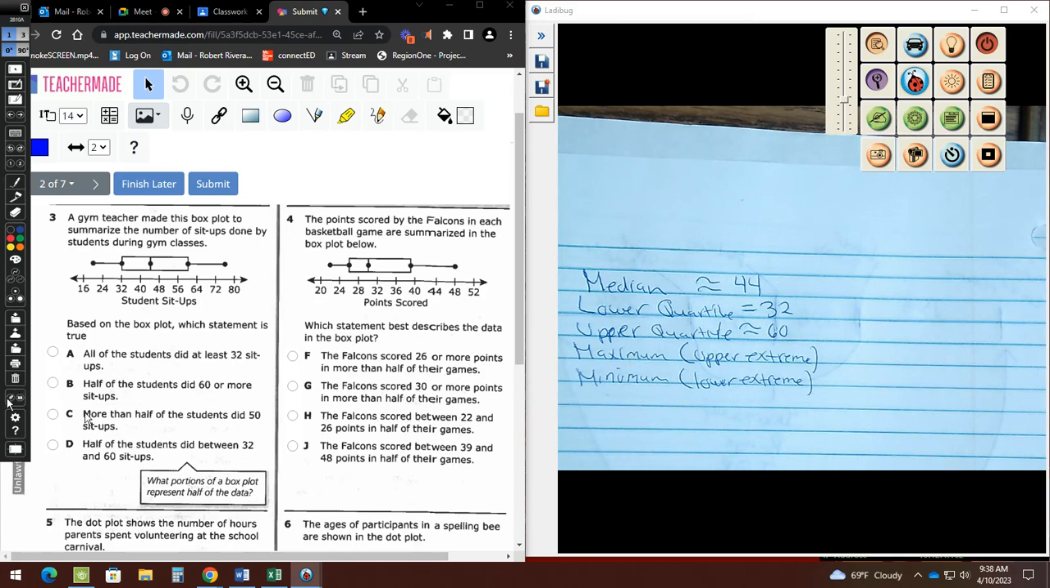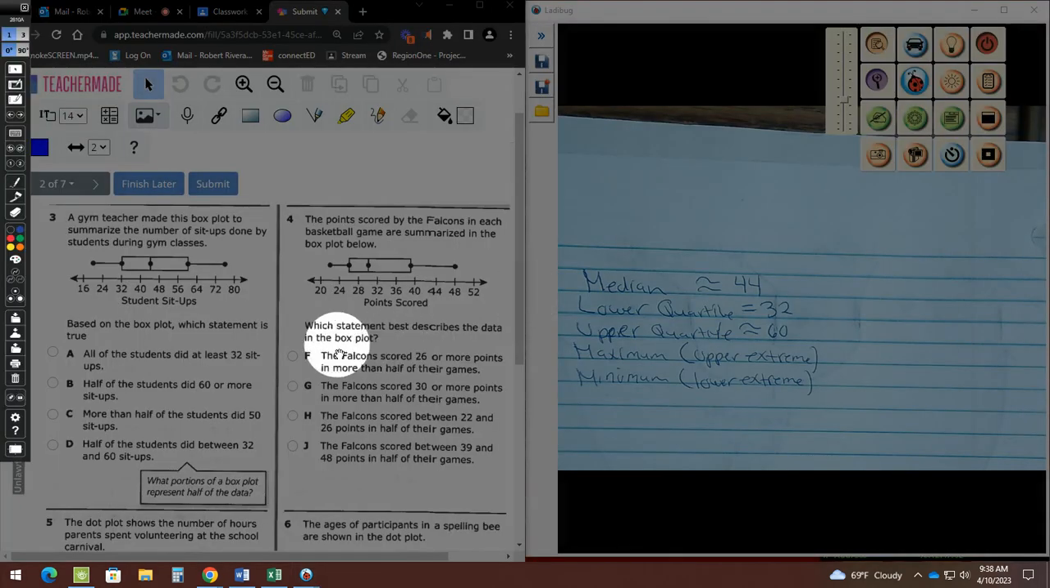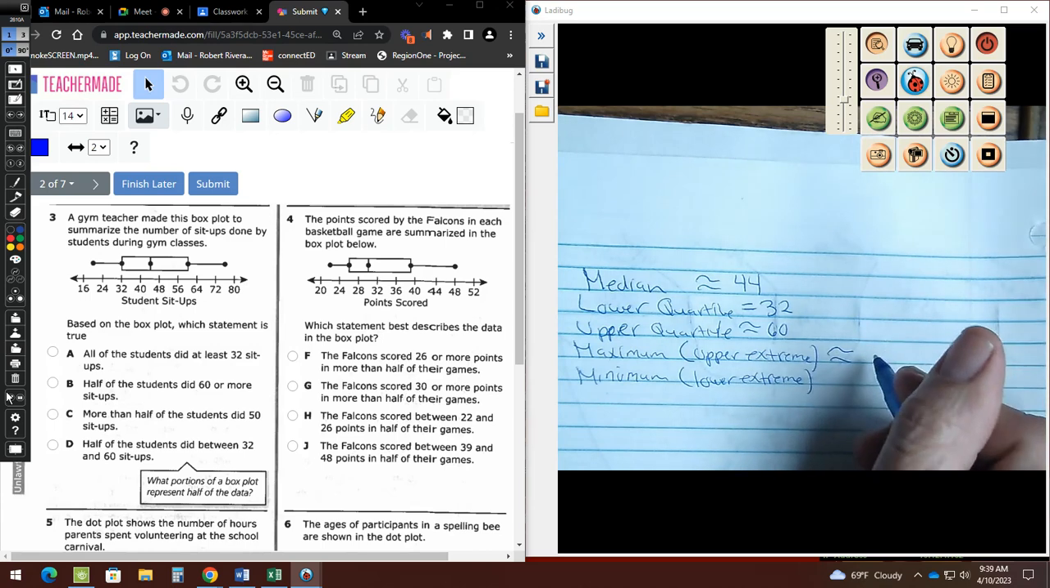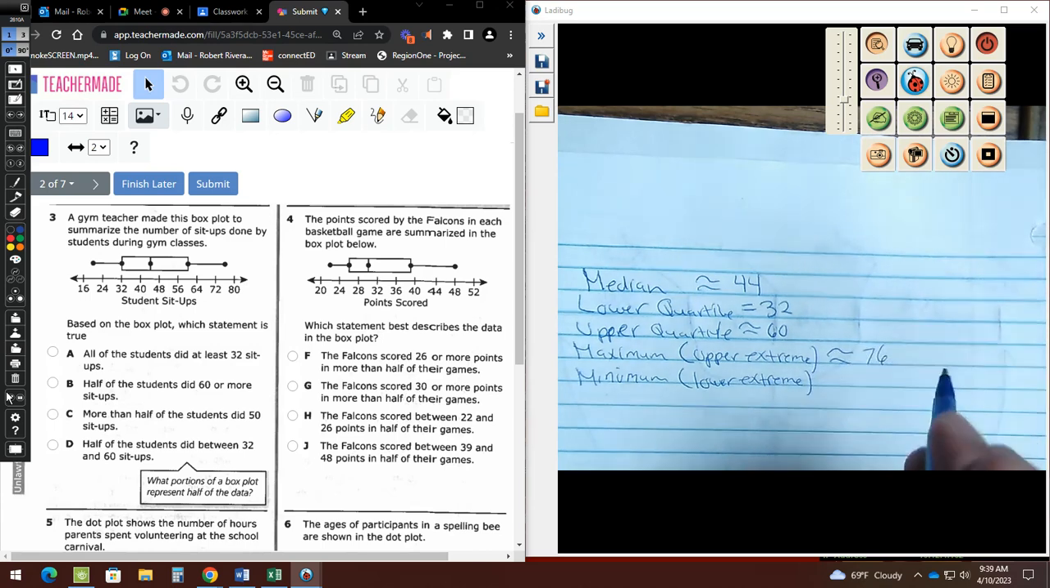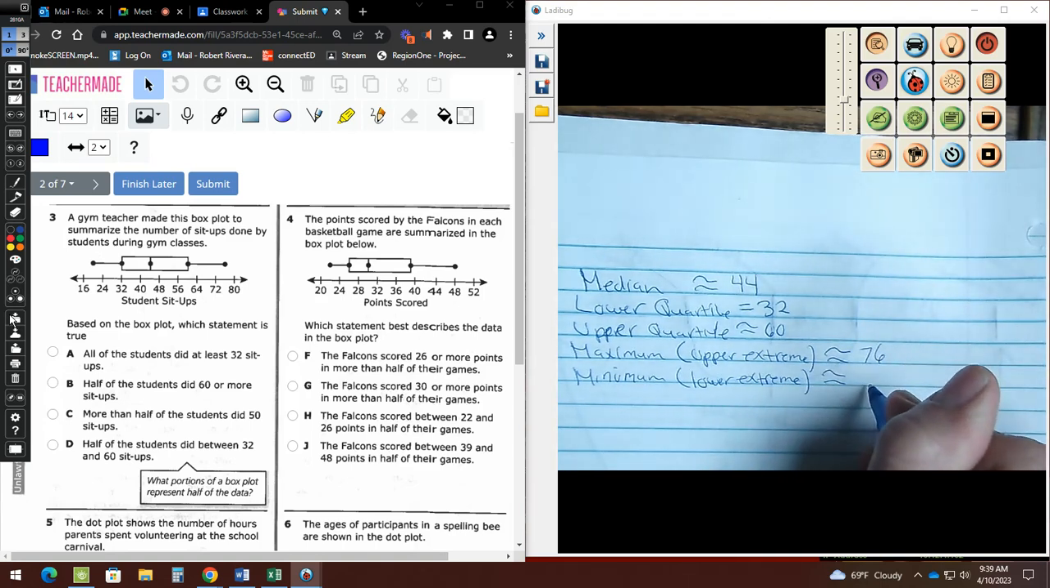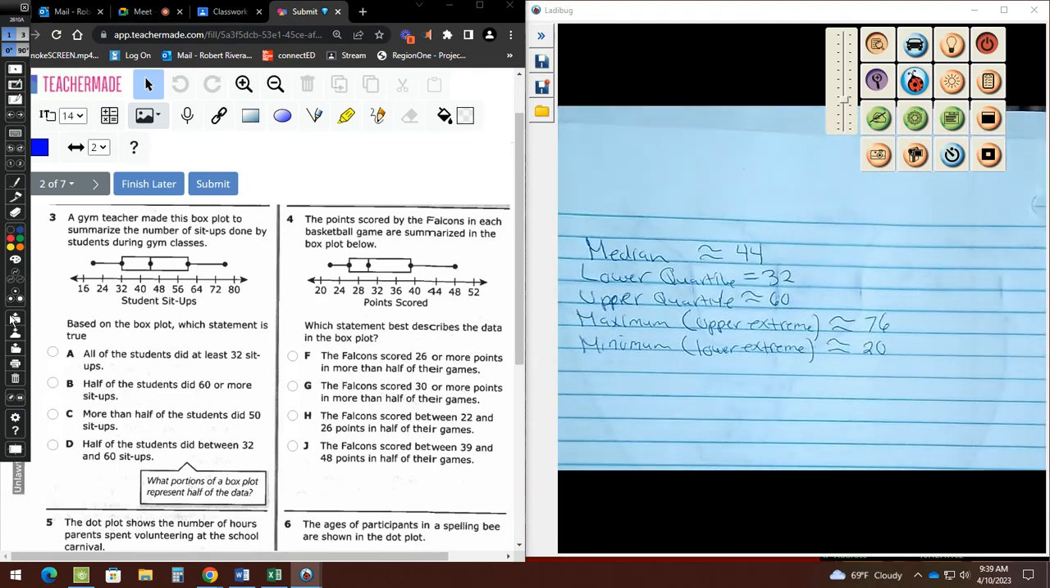The next one is the maximum, or the upper extreme. Ready? That one? No. Yes. Right there. Okay? So between 72 and 80. I'm going to put about 76. Okay? And finally the minimum. Who's the minimum? Or the first one. Which between? 16. So what do you want to put? 20? 20. Okay? Questions so far?